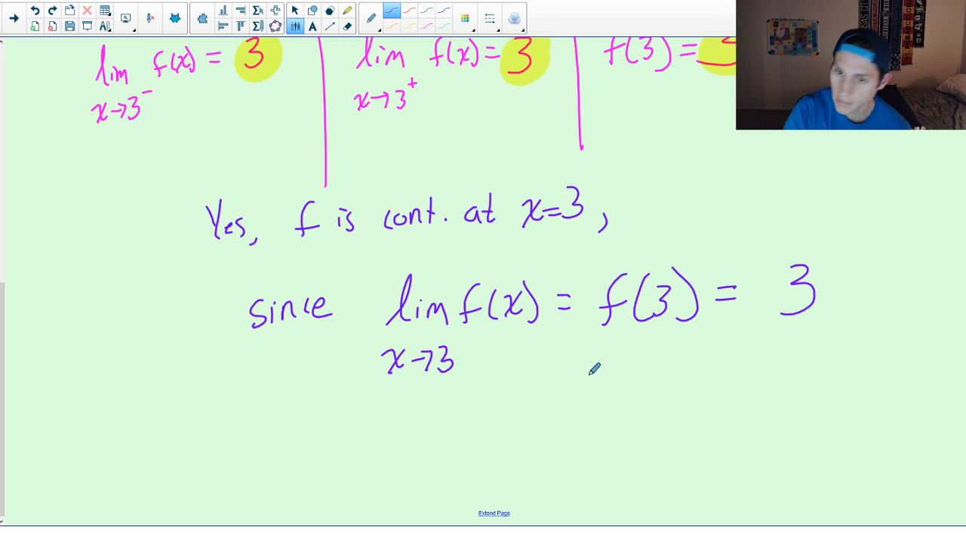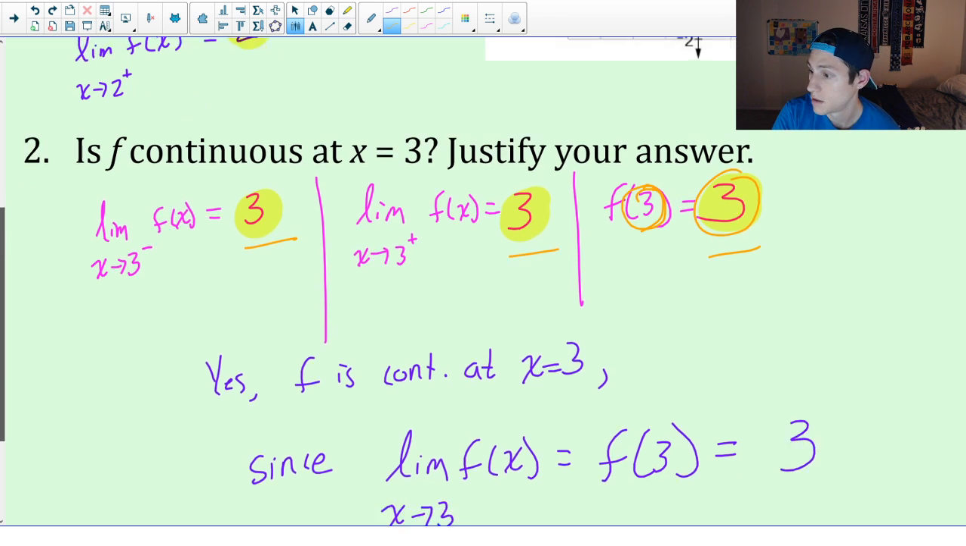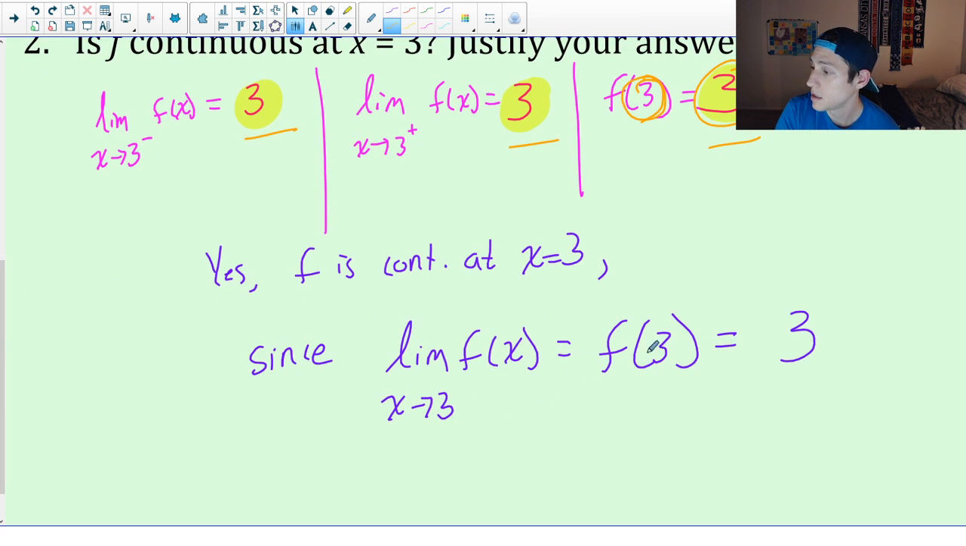Now it doesn't mean that they have to equal 3. It's just a coincidence that these numbers are both 3, but what's important is just that we get the same thing, whatever it is. They could all equal 1,000, who cares? But since the limit equals the actual value of the function, then we say yes, that it is continuous. And again, looking at graphs, it's much easier to determine if it's continuous or not.